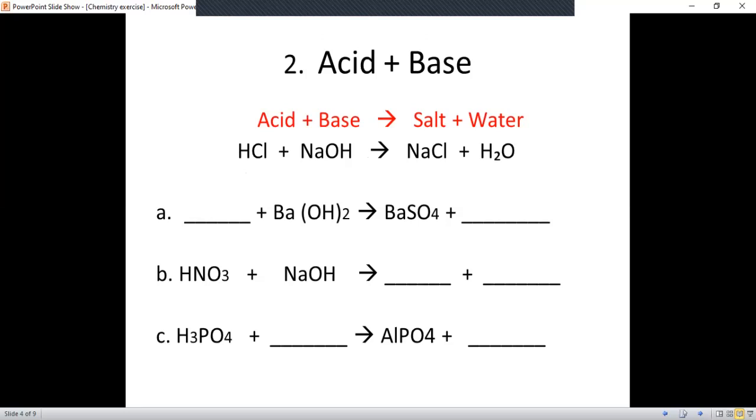The B gave nitric acid and sodium hydroxide. You should complete the reaction. Then phosphoric acid, so C is phosphoric acid, yes, a base will give aluminum phosphate and the other product.